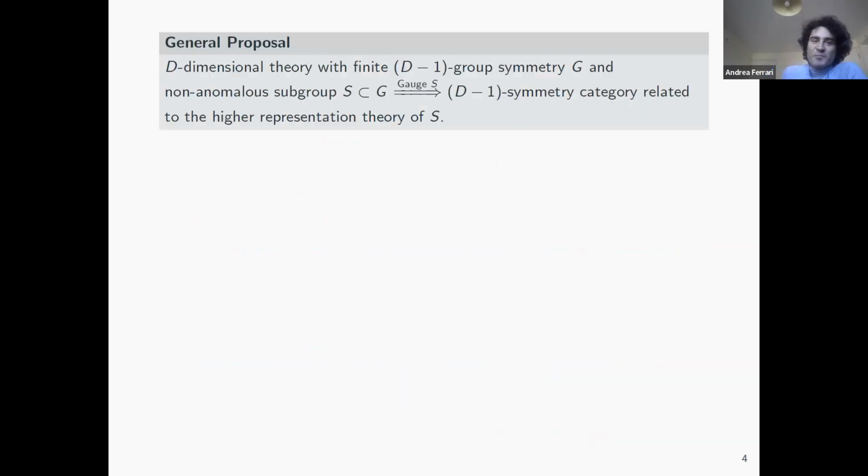So what I'm going to propose today is that we can embed all these gauging approaches to non-invertible symmetries in a general framework where we take a d-dimensional theory with a finite (d-1)-group symmetry G, perhaps with some anomaly, and a non-anomalous subgroup S. We gauge S, and we get a (d-1) symmetry category related to the higher representation theory of S.